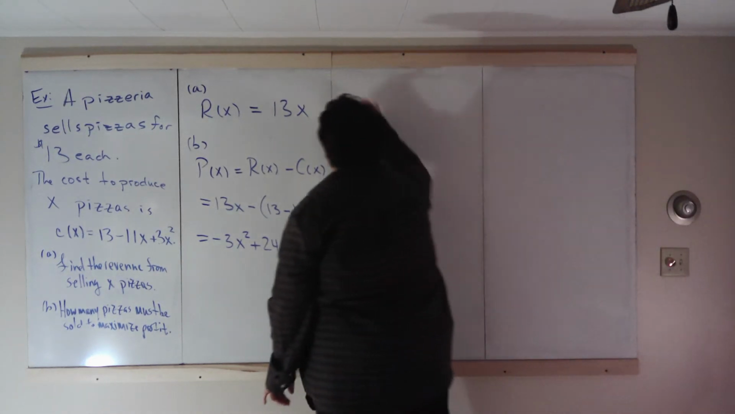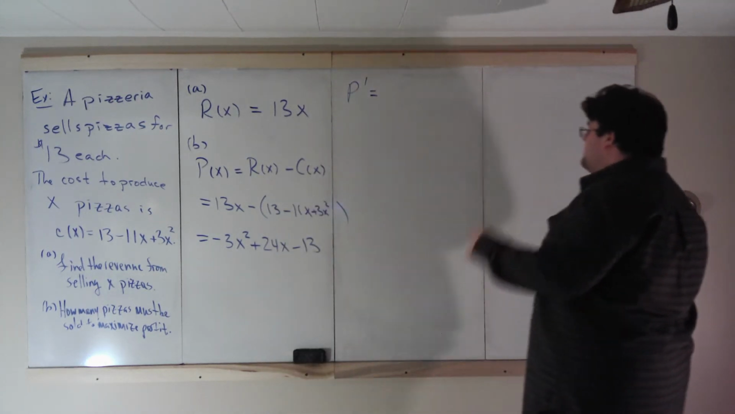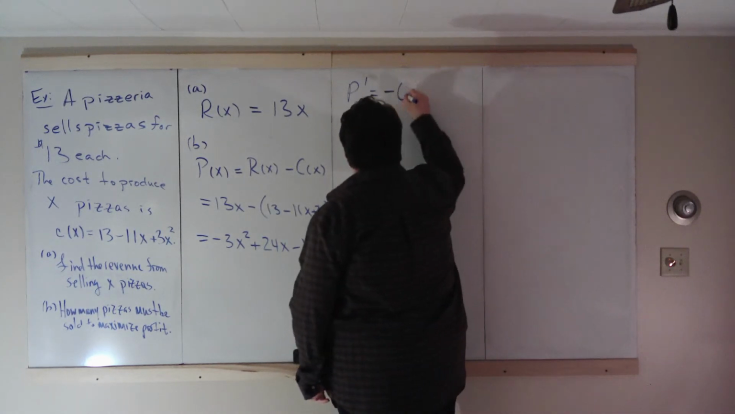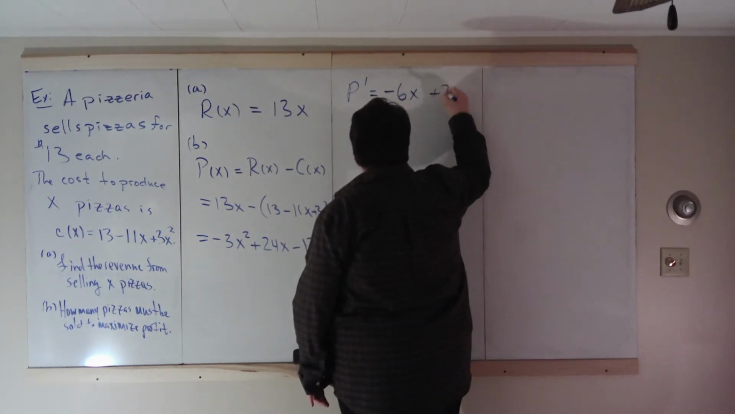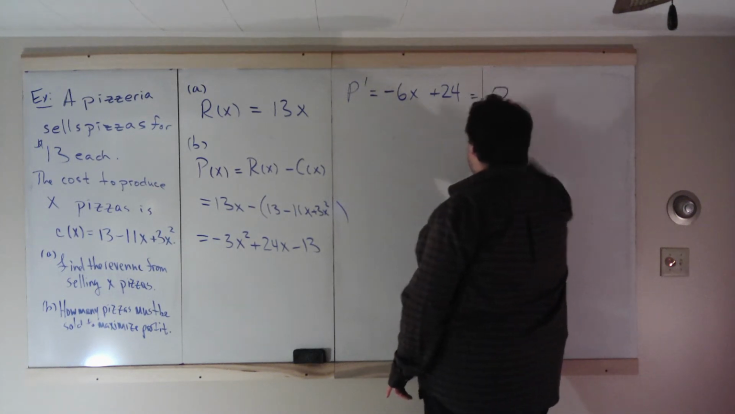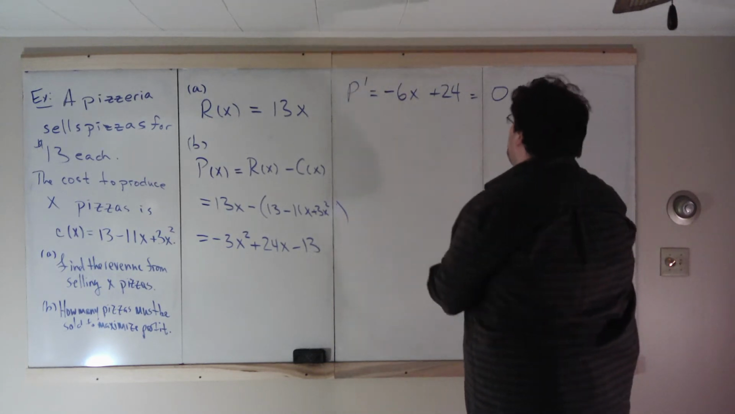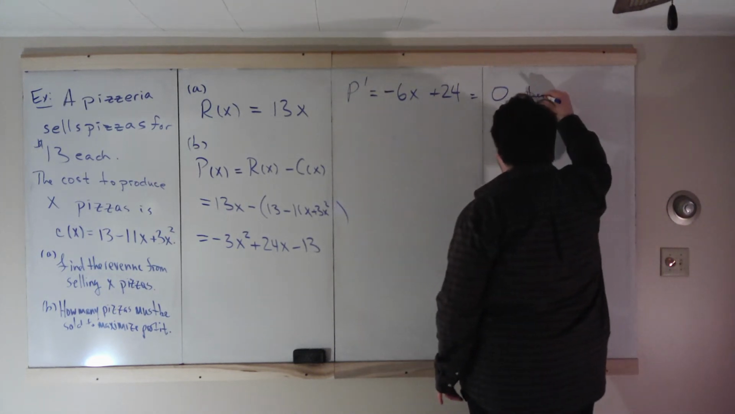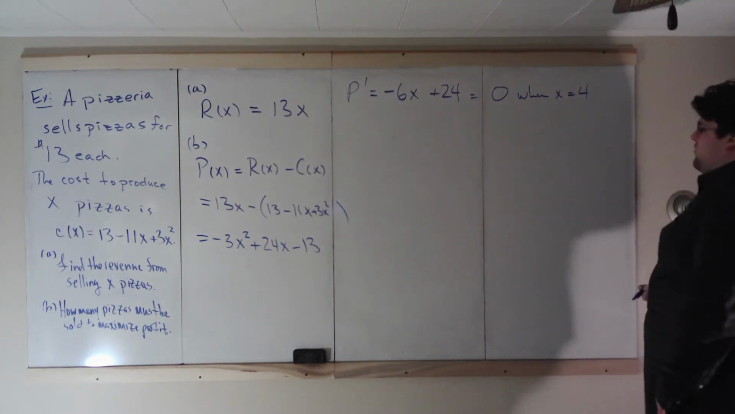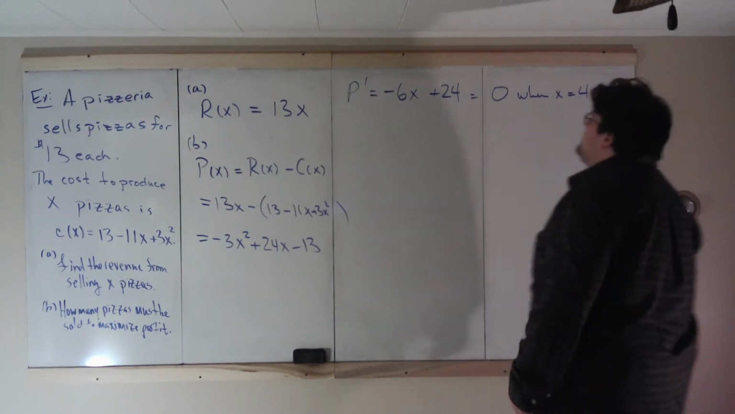What's our function? P prime. Could write P prime of x, but the x gets in the way a lot. P prime is negative 6x plus 24. We want to find where this is 0, where it's undefined. It's never undefined. The previous one also was never undefined. It equals 0 when x equals 4. So right here, this suggests that 4 is our correct answer, but we do have to interpret this.